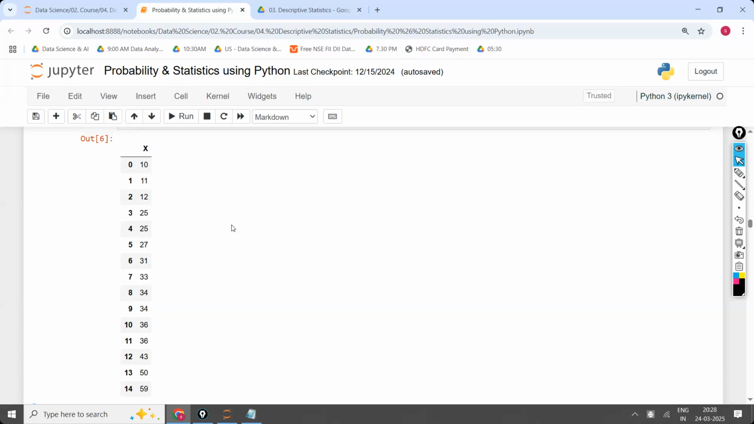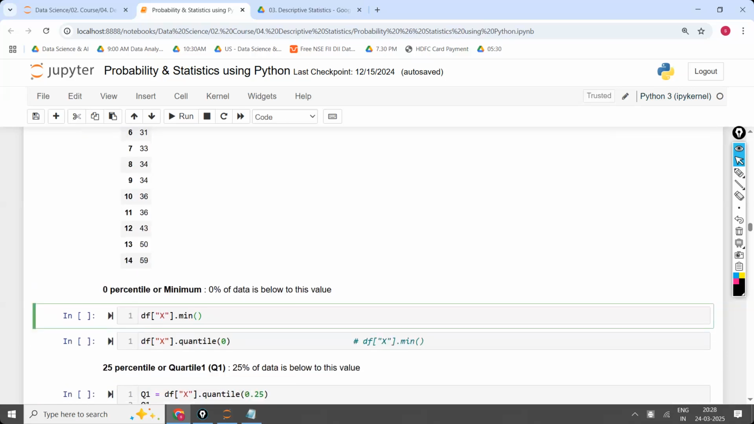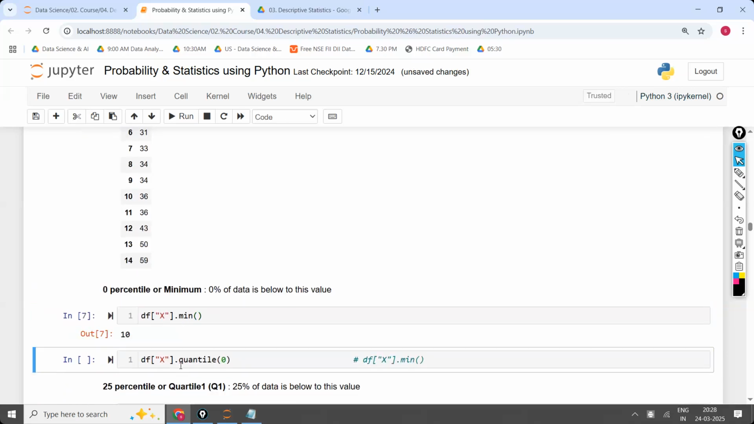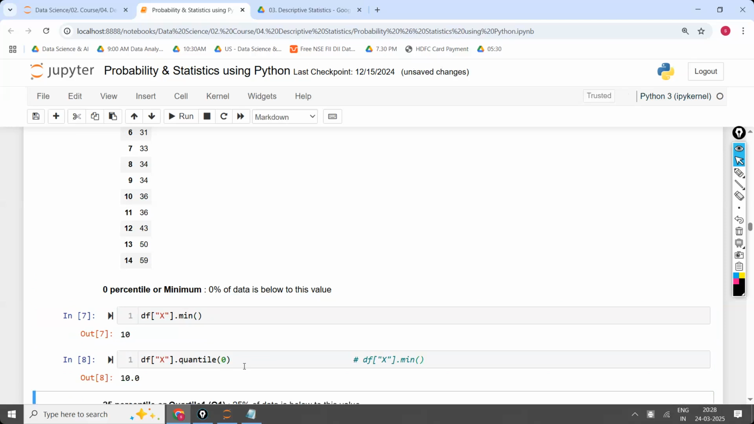Done? Now everyone has written. Now let us calculate the first one, 0 percentile. What is the 0 percentile value in this case? 10. So I get the minimum value, or quantile of 0. Quantile of 0 is also the same. Whatever number you write in the quantile, that is the percentile. Okay, 10.